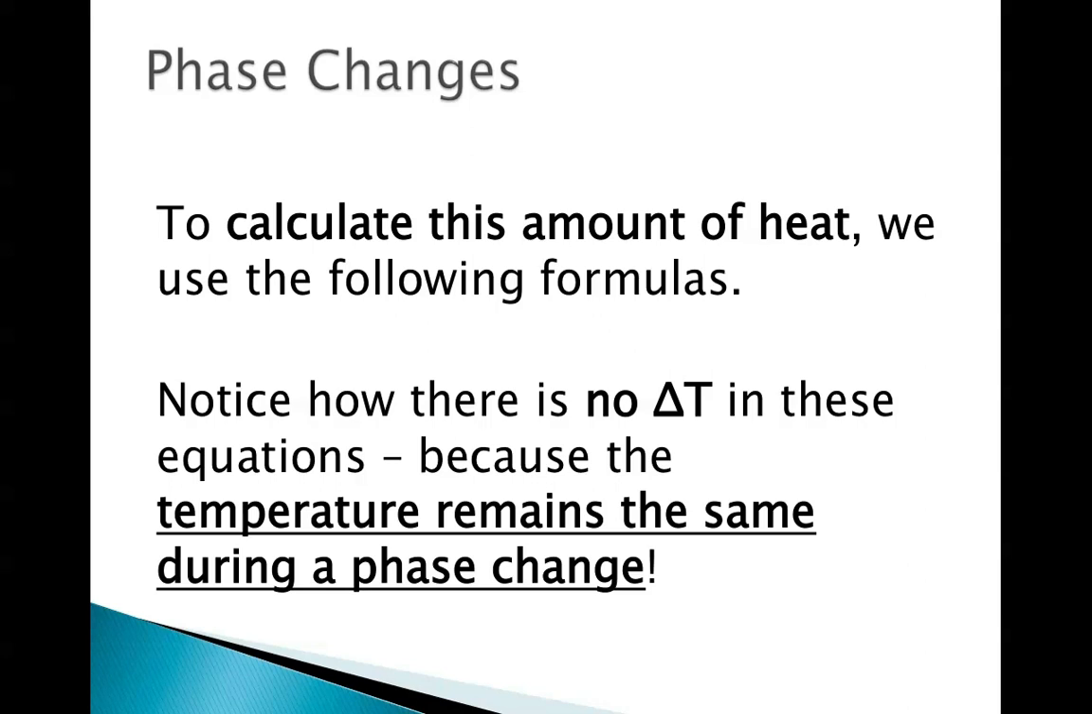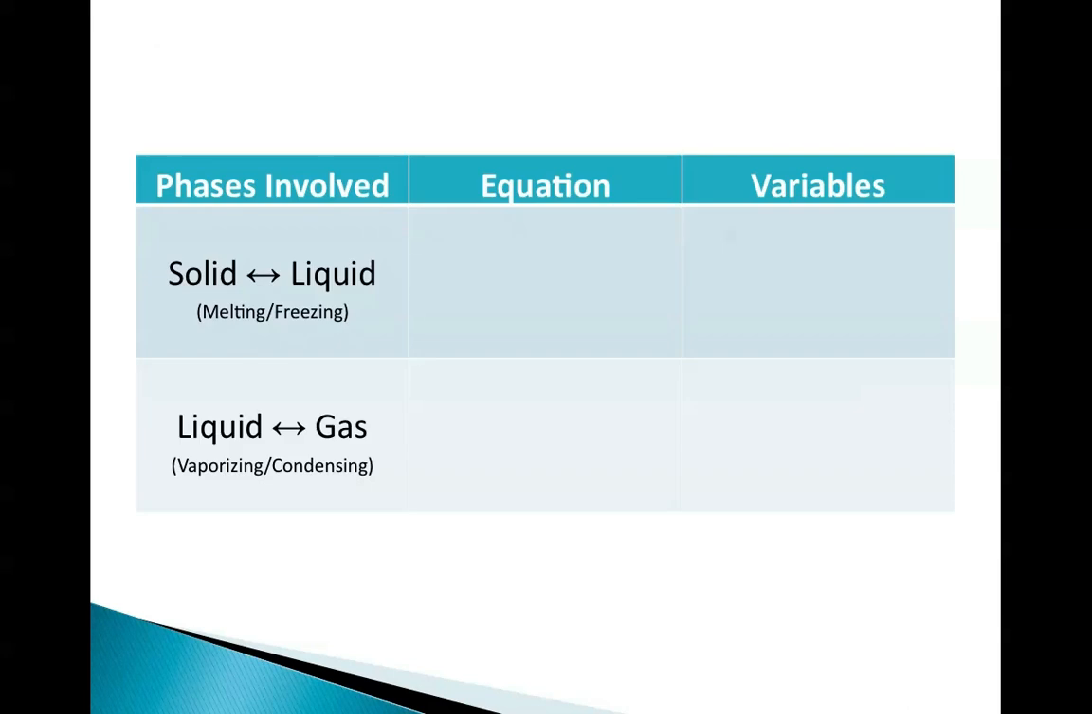And again, this is because temperature remains the same during a phase change. So if you have water boiling, it's going to be boiling the entire time at 100 degrees Celsius, even as you add in additional heat. So we have two equations. You're going to find them on the back of your reference table.